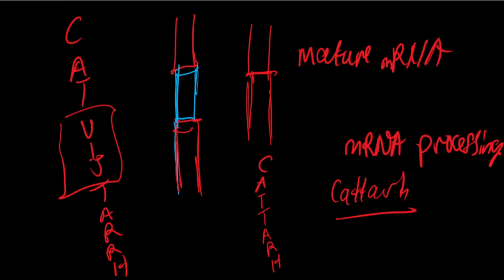So once the mRNA has been processed, it's exported out of the nucleus. So now we have our mature mRNA.